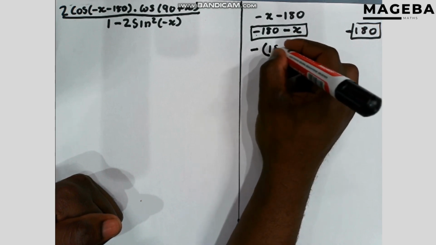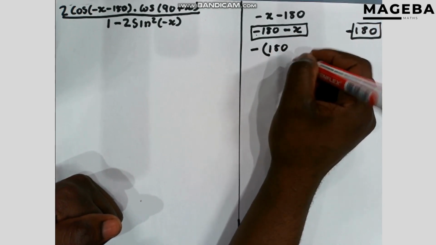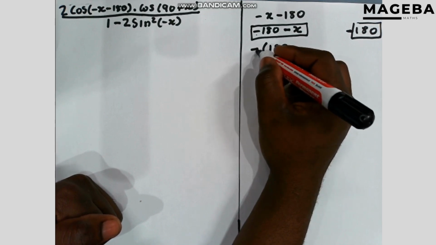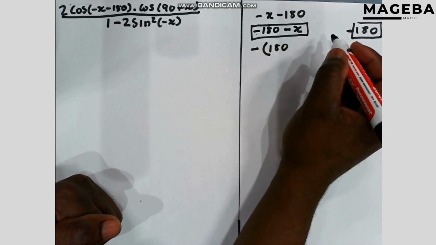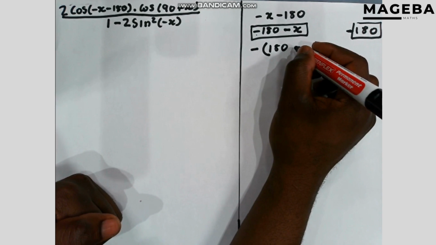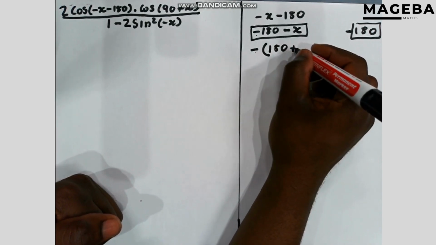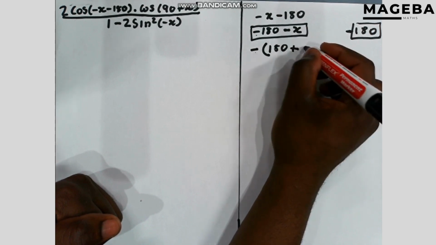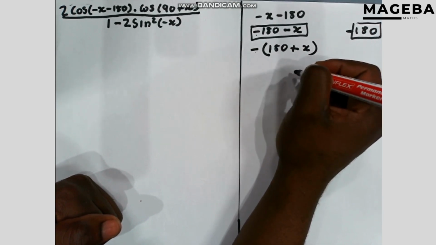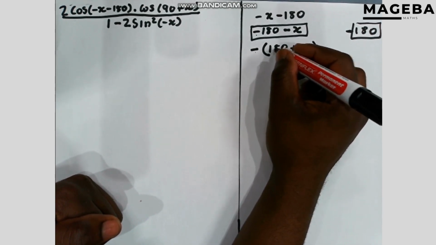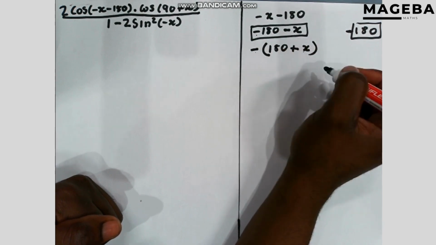So we're going to put positive 180. And then if you take the negative from this negative, what are we going to get? We get positive, because negative times positive gives negative. So it's like this. Now we have the 180 that is positive, plus this x.